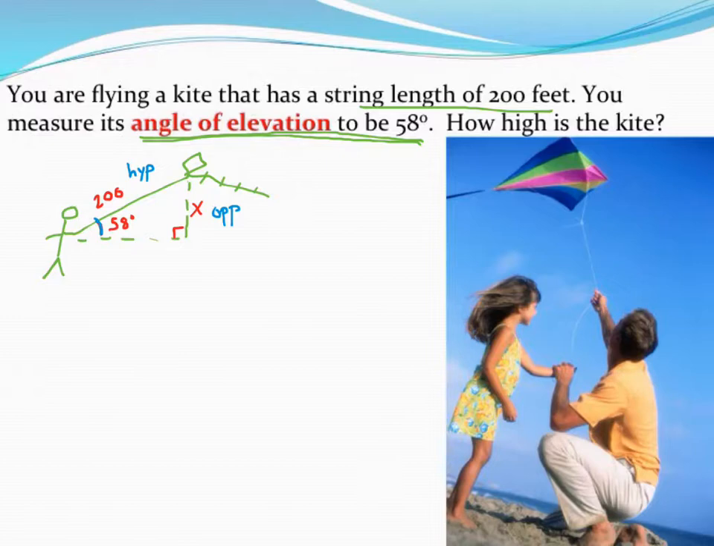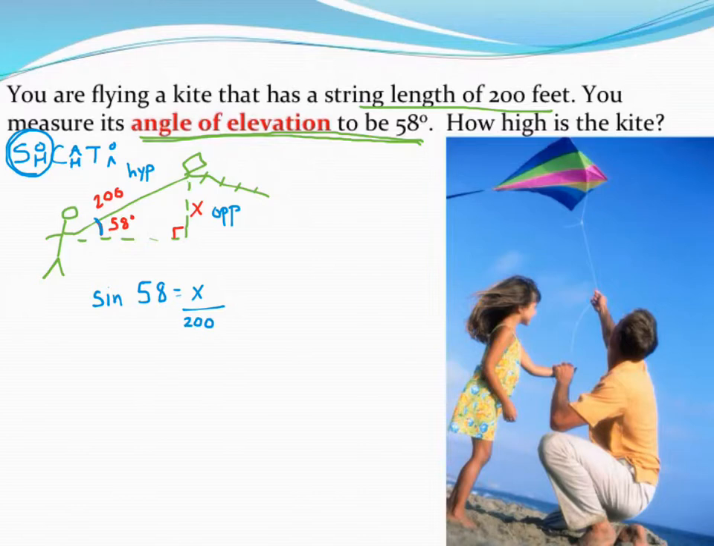So I need to think back to SOHCAHTOA and figure out which part of SOHCAHTOA uses the opposite side and the hypotenuse. Well, looking at all three parts, I can see that sine will be the one that I want to use because I have opposite and hypotenuse. That tells me what equation to write. I'm going to write sine, and then always of the angle, so 58, is equal to the opposite side, which is x, over the hypotenuse, which is 200. So there's the equation I want to solve.